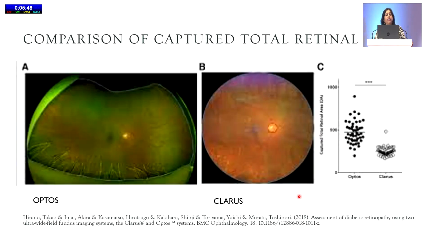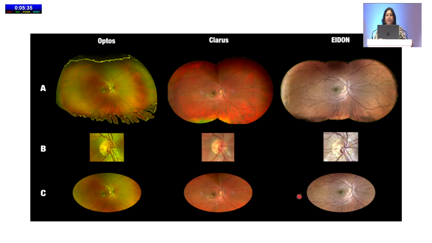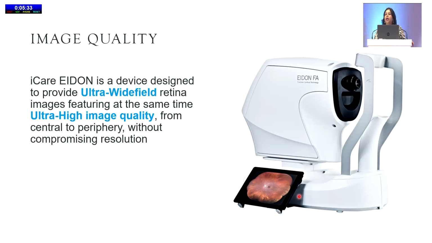So in this image, we can see how an Optos wide field compares to a standard Clarus photo. You can clearly see that more is visible on an Optos. But what is missing is the resolution and the image quality. So that's where ADON steps in and offers an ultra high image.